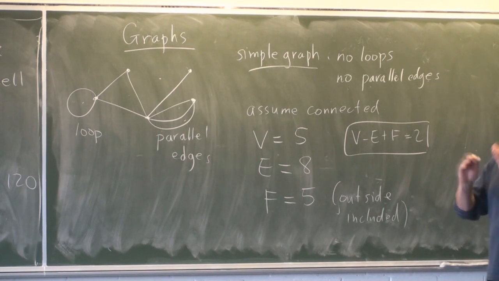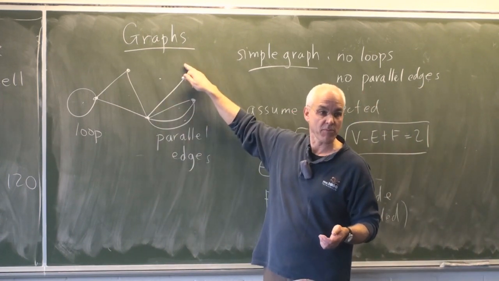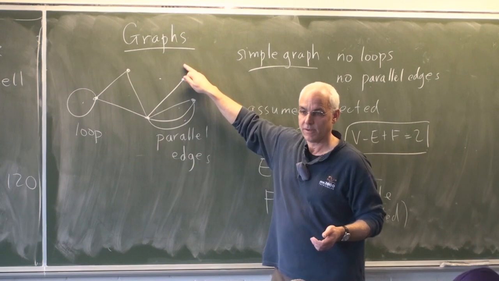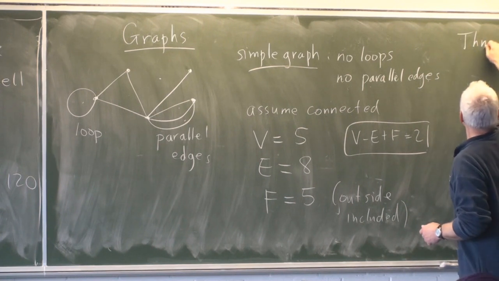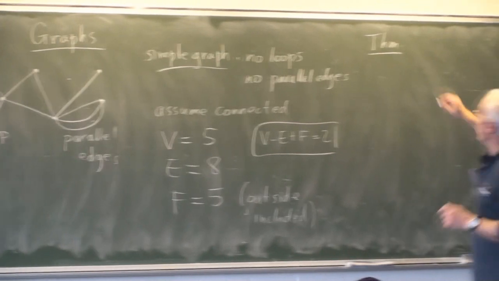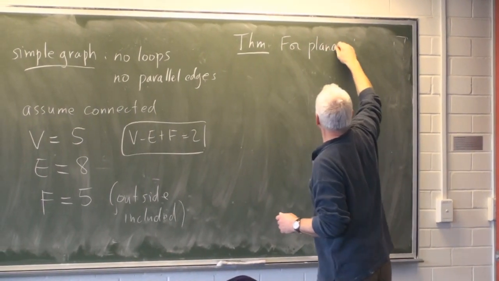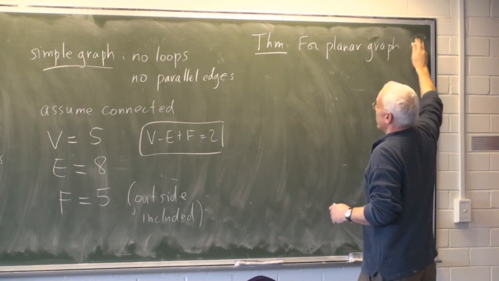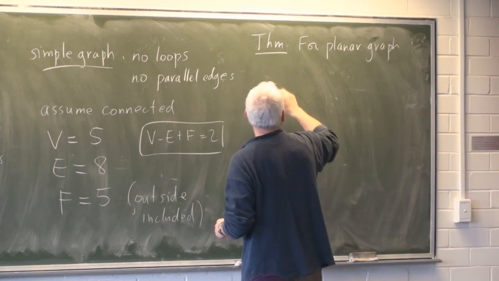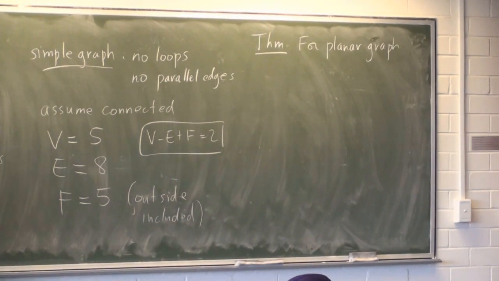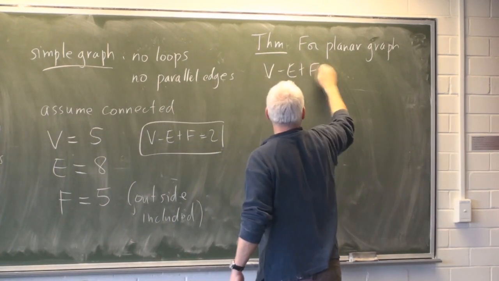This is a more general situation than the situation on a sphere, because we're also allowing things like this that we didn't allow before with polyhedra. We're also allowing loops and parallel edges, so it's a bit more general than it used to be. So here's a theorem: for a planar graph, in other words, one that you can draw on the board just like I've done, with no crossing over. Because if we crossed over, it would be painful to count what exactly are the faces. So it separates the plane nicely into pieces that we can count, the faces. So for a planar graph, V minus E plus F equals 2.